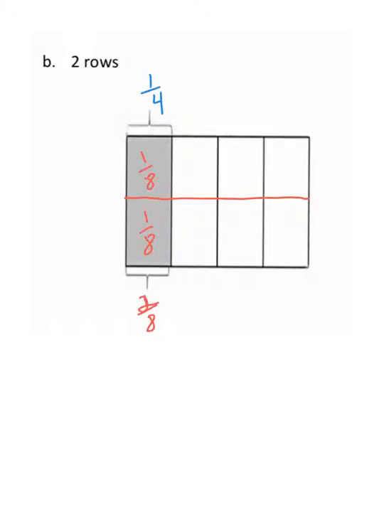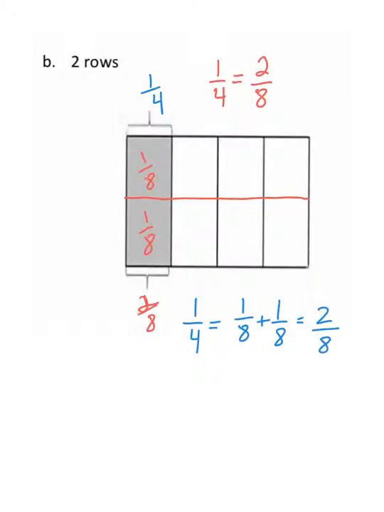So we're showing here that 1/4 is equivalent to 2/8. But how do we show that as decomposing this? Well, 1/4 is equal to 1/8 plus 1/8, which is 2/8. And as a multiplication sentence, we're saying 1/4 is equal to 2, because we have 2 of 1/8, times 1/8 is equal to 2/8.